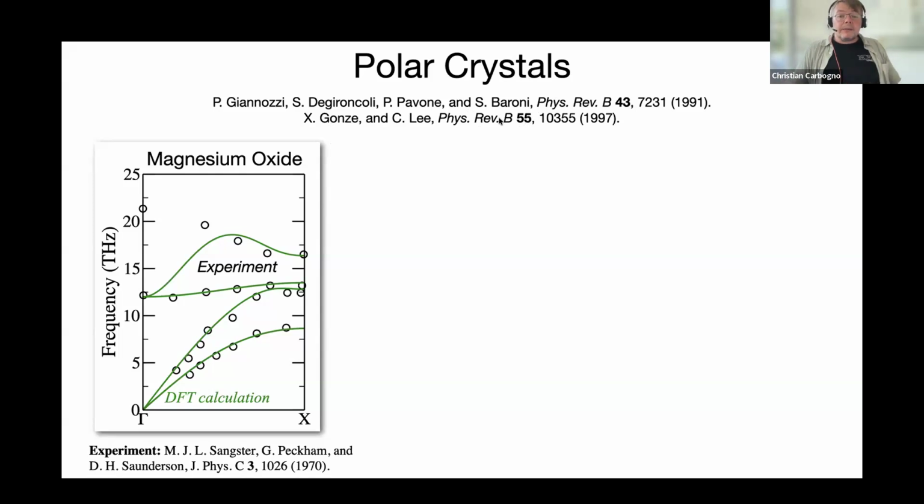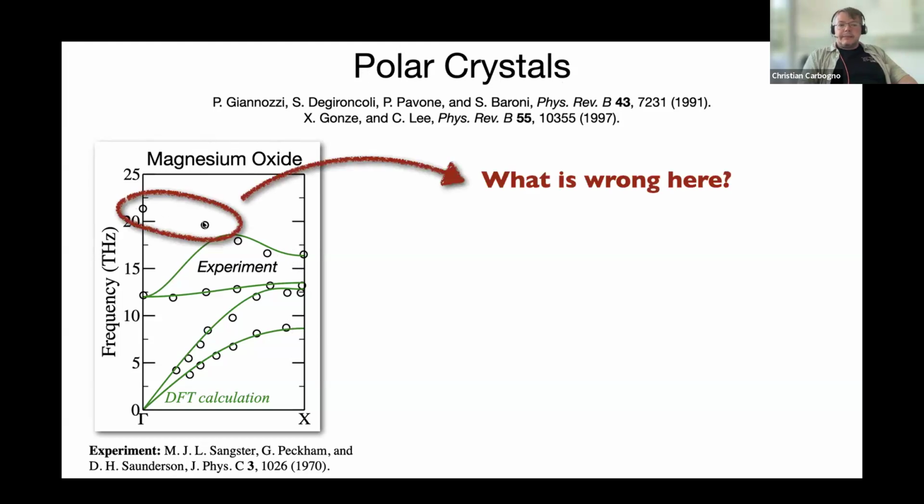Now switching to the second topic that you will also have today in the hands-on tutorial, where you'll be talking about polar crystals. As already mentioned when discussing with Musa, here we're looking at magnesium oxide. And what you see is that, compared to the silicon before, there is something wrong here. Experiment tells us that this optical mode is going up here, while our calculations do not show anything here. So what is going on?